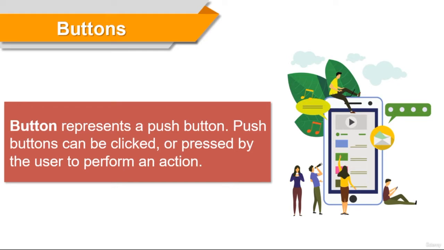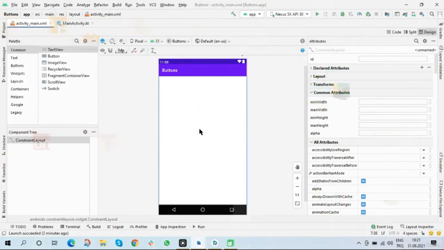Give you some context. In the last video, we spoke about text views. This video, we're going to talk about buttons, and then guess what? Next time, we're going to talk about edit text. So let's just go to Android Studio without using any more time.